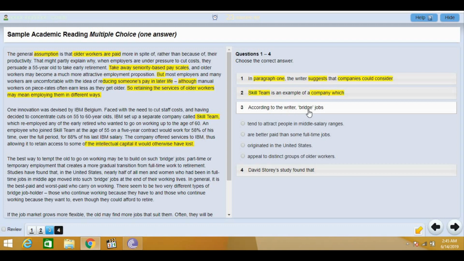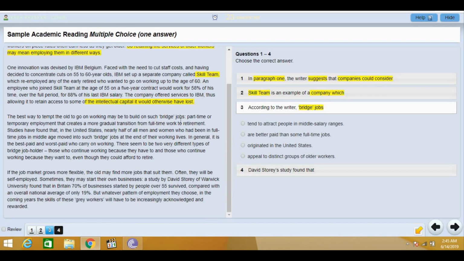According to the writer, brick jobs. We have one phrase to do scanning: brick jobs. Let's identify where the brick jobs take place. Yes, here. According to the writer, brick jobs: part-time and temporary employment that creates a more valuable transition to full-time arrangement. Studies have found that in the United States, nearly half of the men and women who had been in full-time jobs in middle age moved to such brick jobs at the end of their working life.